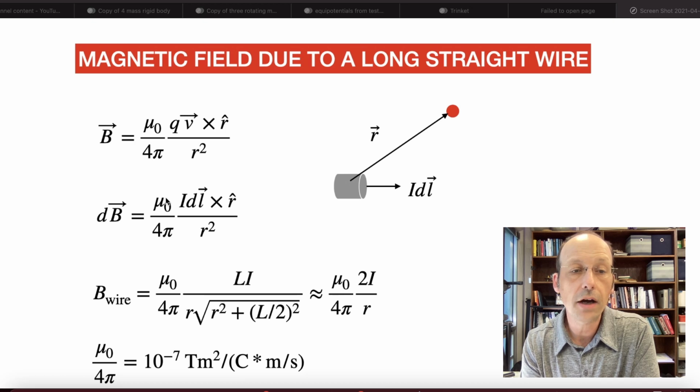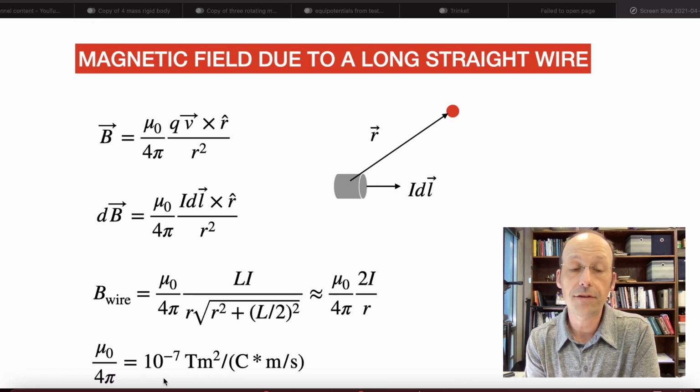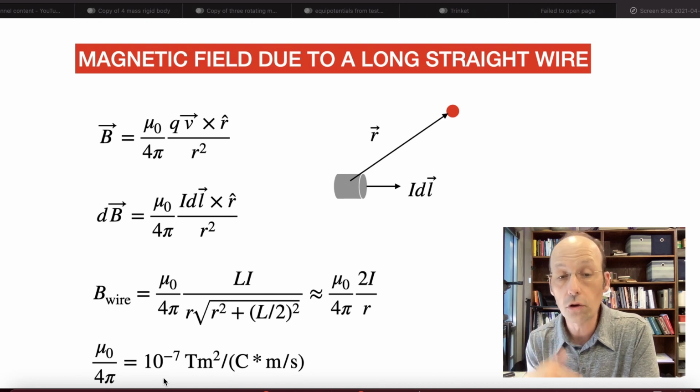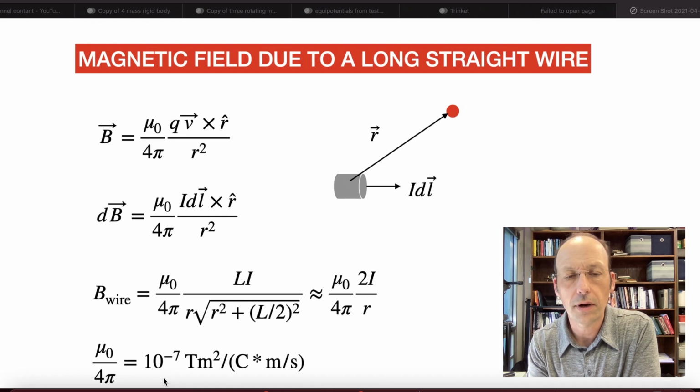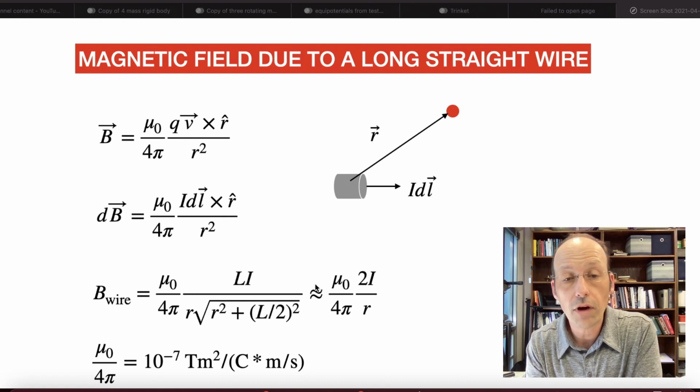And then this mu naught over 4 pi is just a constant. It's the Coulomb constant, 10 to the negative 7th Tesla meters squared per Coulomb meters per second. That's the easiest way to write it because then all the units seem to work out. But that's what that is. And so what I'm going to show, the first part, is this equation right here. I want to derive this equation.